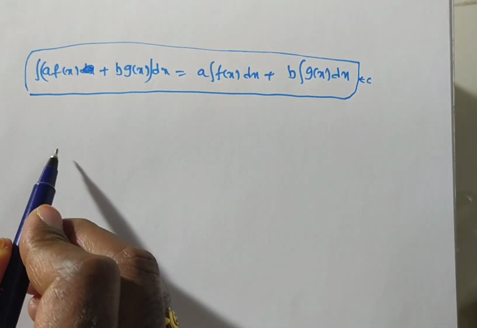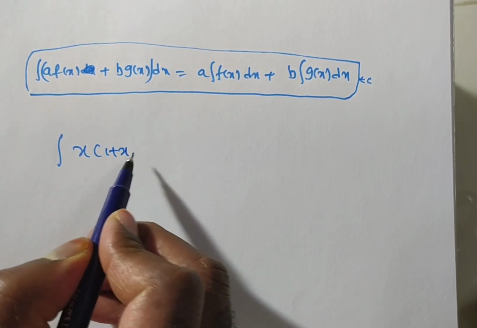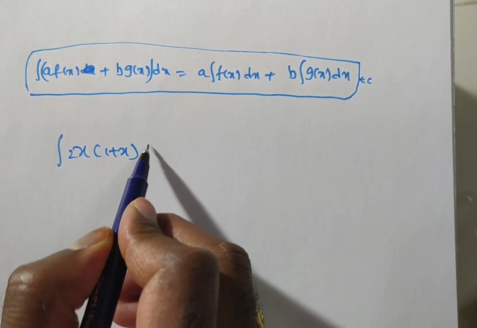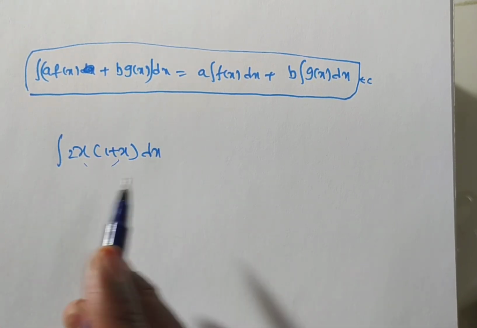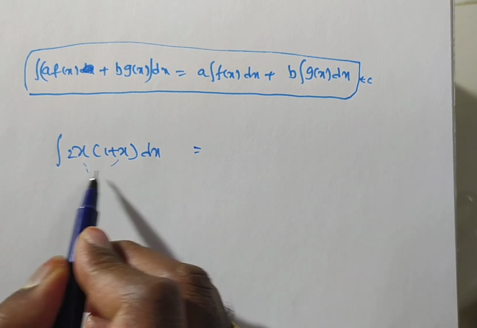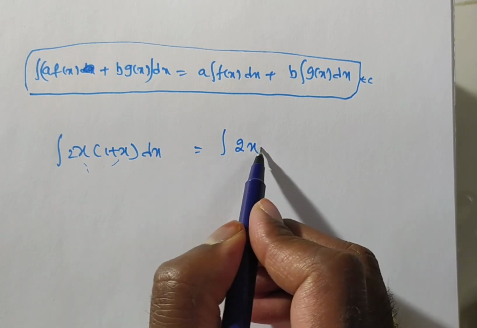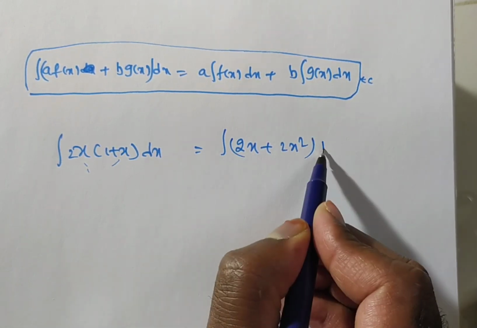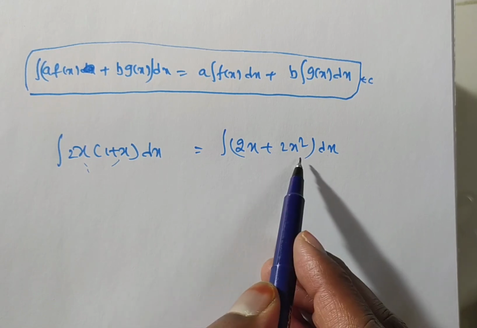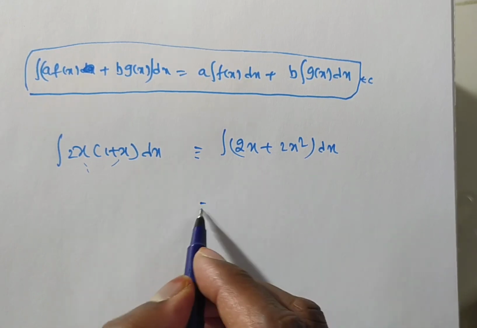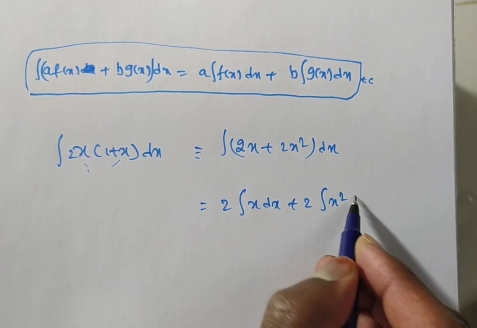Now you see, sometimes they will give integral of x times 1 plus 2x times 1 plus x dx. Here you see, product of two functions are given. In this case both are algebraic polynomials. So multiply inside, then you will have 2x plus 2x square dx. Now you see this is a times f of x plus b times g of x dx form. So you can write this as 2 times integral x dx plus 2 times integral x square dx.